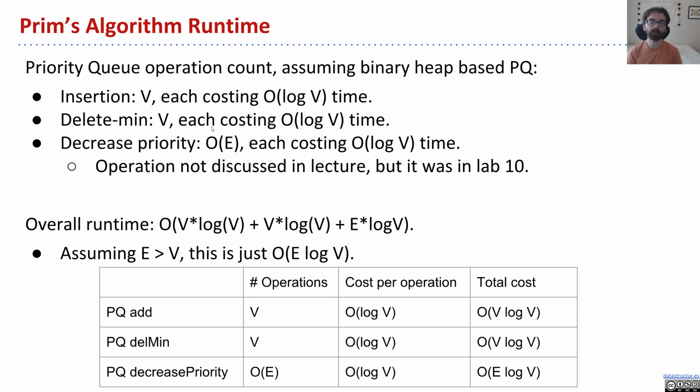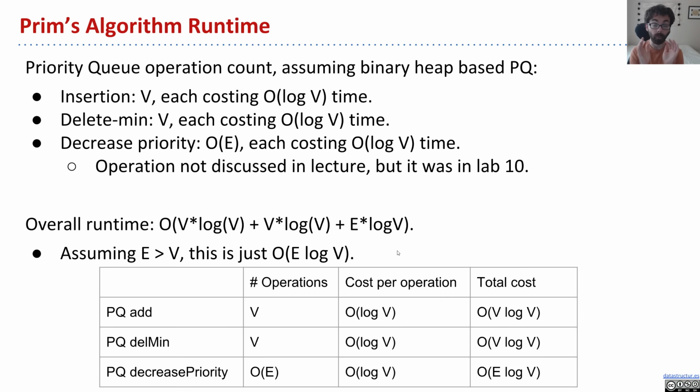And then in terms of decrease priority operations, that's going to be big O of E decrease operations. So if every relaxation succeeds, then the decrease priority operations will be exactly E in count, but it certainly can't be any more. And each of those will cost big O of log V. And so the overall runtime of our algorithm is just going to be V log V plus V log V plus E log V. And assuming a typical graph where the number of edges is much larger than V, then the answer is just going to be big O of E log V. And that's it. That's the runtime.